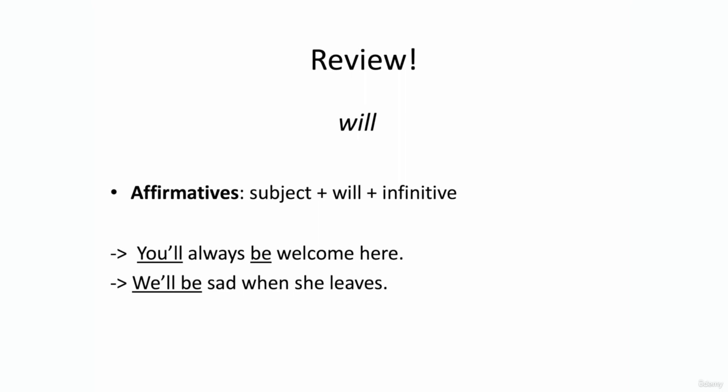To form sentences in the simple future tense with will, we follow the construction subject plus will plus the infinitive form of the main verb. For example, you'll always be welcome here. Notice how the adverb always is placed between the auxiliary will and the main verb be. Another example, we'll be sad when she leaves. We is the subject, will is the auxiliary verb, and be is the infinitive form of this verb.